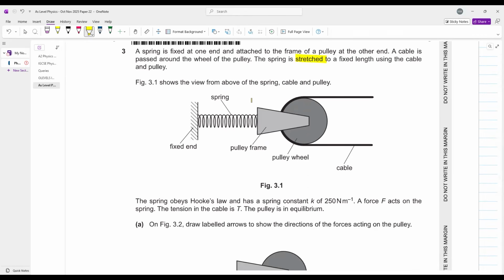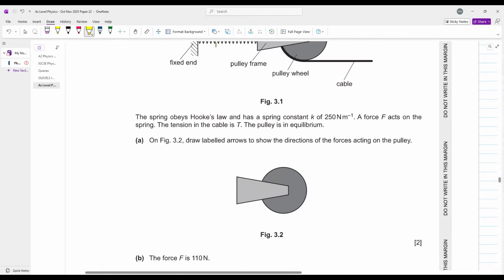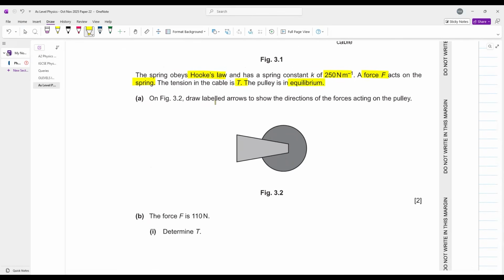Figure 3.1 shows the view from above of the spring, cable and pulley. This is a top view. The spring obeys Hooke's law and has a spring constant of 250. A force F acts on the spring. The tension in the cable is T. The pulley is in equilibrium. On figure 3.2, draw labeled arrows to show the direction of forces acting on the pulley.